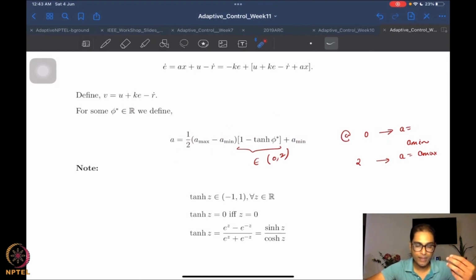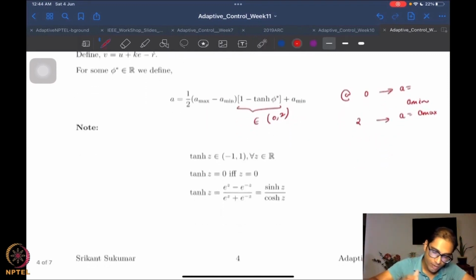Essentially, it means that at one end, when tan hyperbolic phi star takes value 1, you have a min as the value of a, and when tan hyperbolic phi star takes the value -1, you have a equals a max. Therefore, by scanning phi star, which of course belongs to all of real numbers, I go only between A min to A max. So this is what projection is.